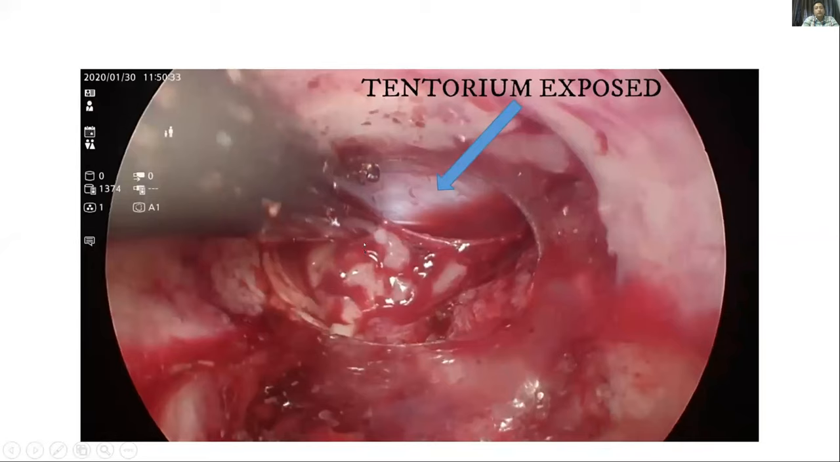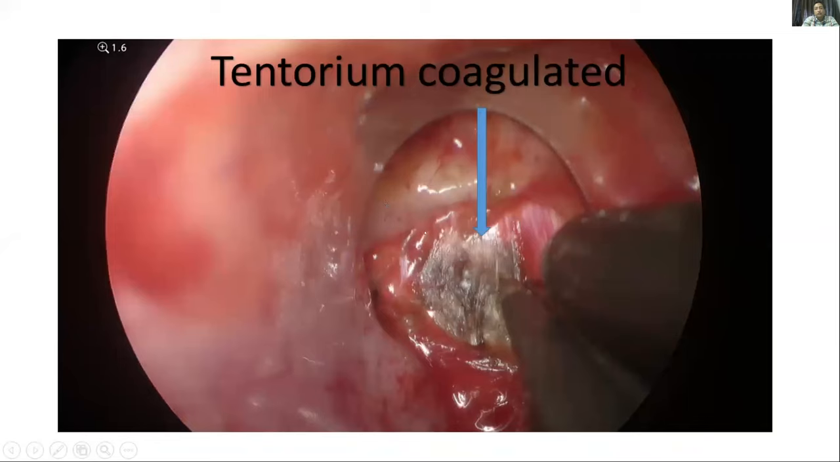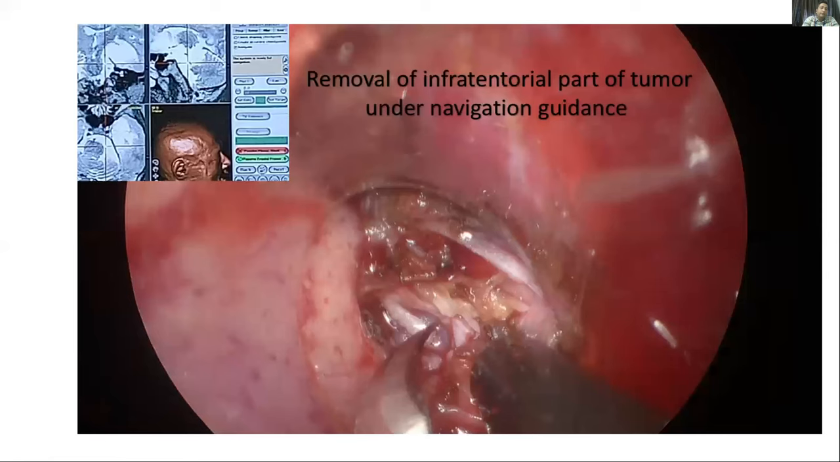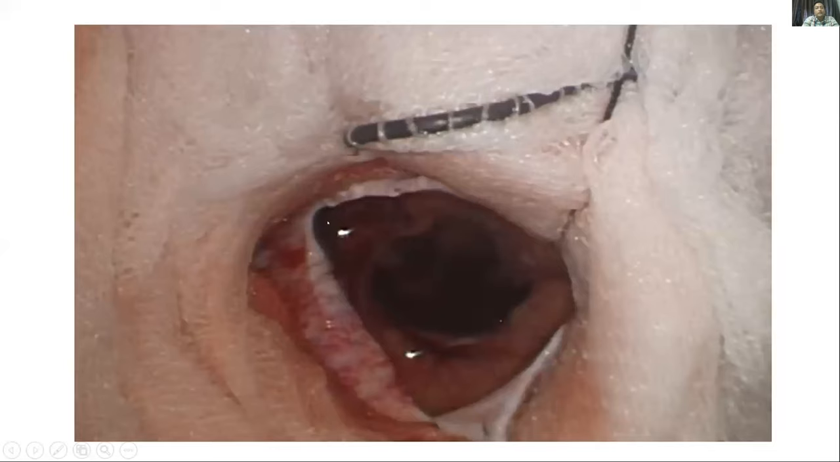After removal of the tumor from the temporal lobe, we were able to visualize the tentorium. The tentorium was then coagulated, and it was cut behind the fourth cranial nerve. The tumor in the infratentorial region was again dissected and removed in bits and pieces under navigation guidance.